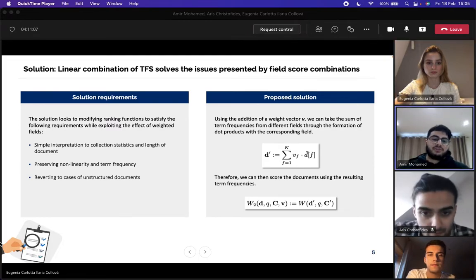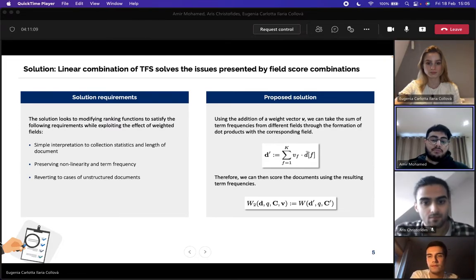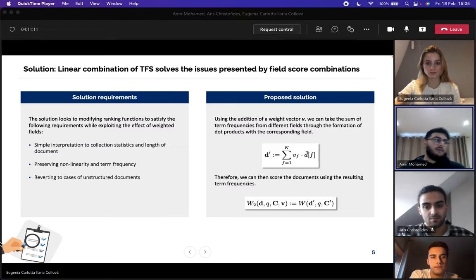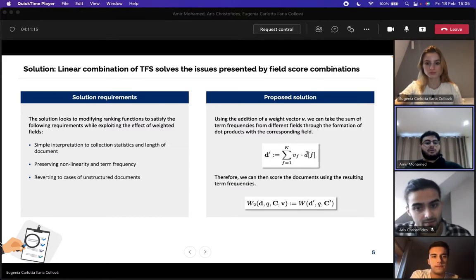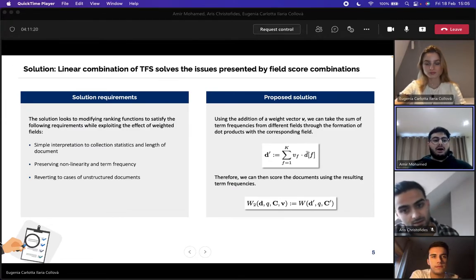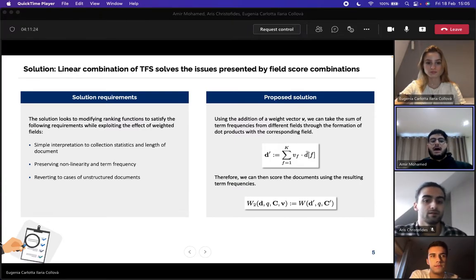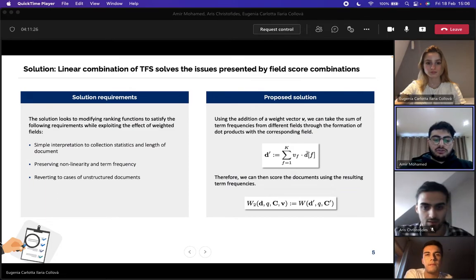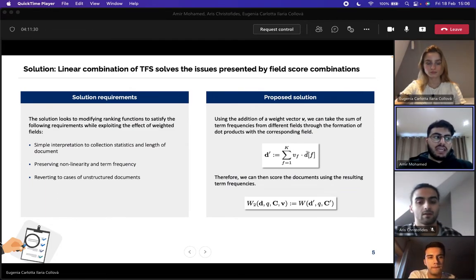So how did paper 1 address this issue? The requirements of the solution were as follows. The simple interpretation towards the collection statistics and the length of the document were to be kept. The paper looked to preserve the nonlinearity and the term frequency, and the paper also looked to use the facts of reverting fields into an unstructured case.